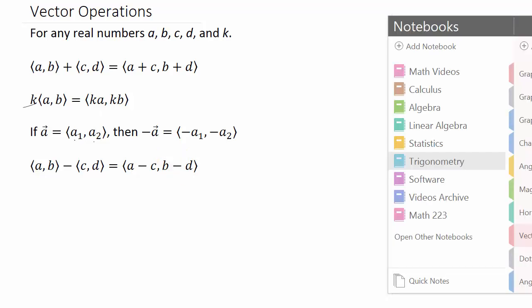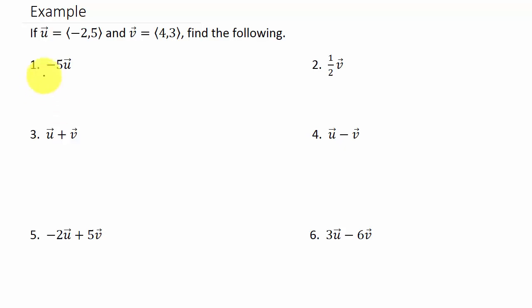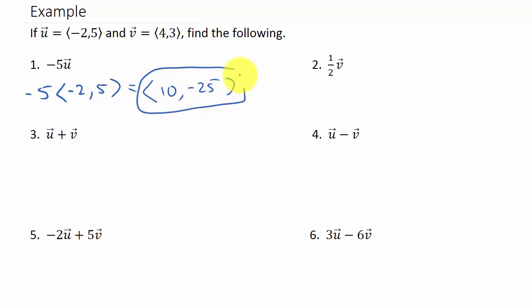So let's look at some examples. Alright, so we've got negative 5 times vector u. So I just like to go ahead and write it down. Let's do it in a different color. Let's see, so we've got negative 5 times vector u, which is negative 2, 5. And so each number gets multiplied. So that's going to be 10, negative 25. And there's your answer. Now, what about the 1/2? So the 1/2 times vector v this time, that would be 4, 3. So 1/2 times 4 is 2. 1/2 times 3 is 3/2.